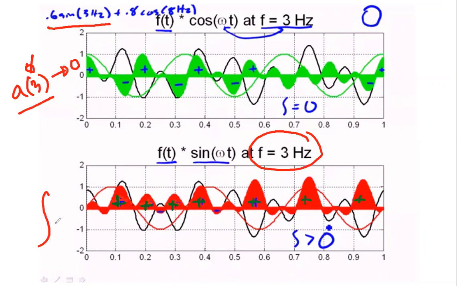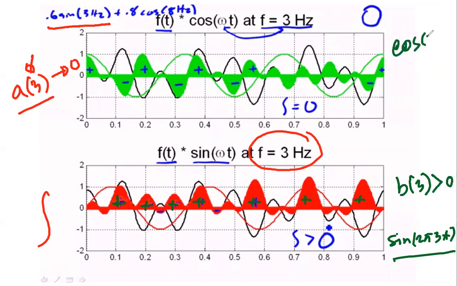So this summation, I can write it this way: B3 is higher than 0. That means it contains some value, some magnitude in the case of sin(2π·3t). But in the case of cos(2π·3t), you are getting a value very close to 0.